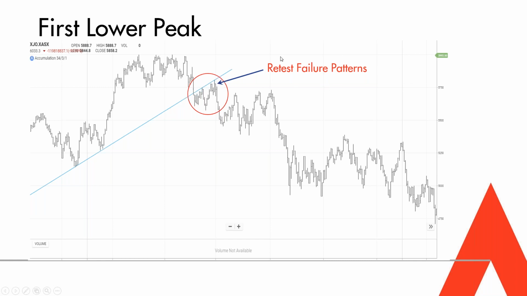So it's also known as a retest failure pattern. So lower top finding resistance under the trend line, the rising trend line there. So it has a very high probability of finding resistance at that trend line and failing. So this is a bearish pattern. It usually suggests the start of a pretty decent medium to longer term downtrend.